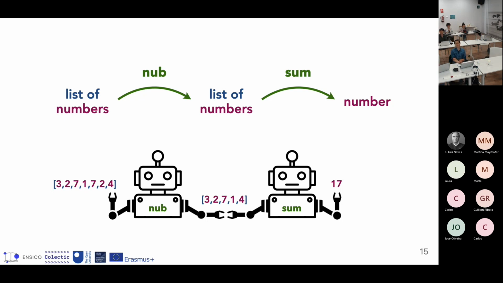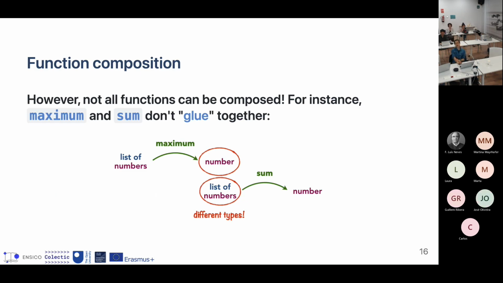But not all functions can be glued together. So not all robots can take other robots' inputs. For example, say you want to apply sum after you apply maximum. That doesn't make sense because maximum produces a number as the output, okay? So maximum receives a list and is going to output a number. But sum needs to receive a list of numbers in order to sum the list and produce a number.